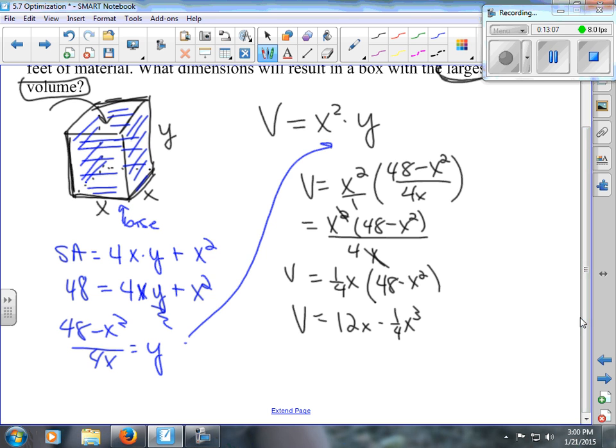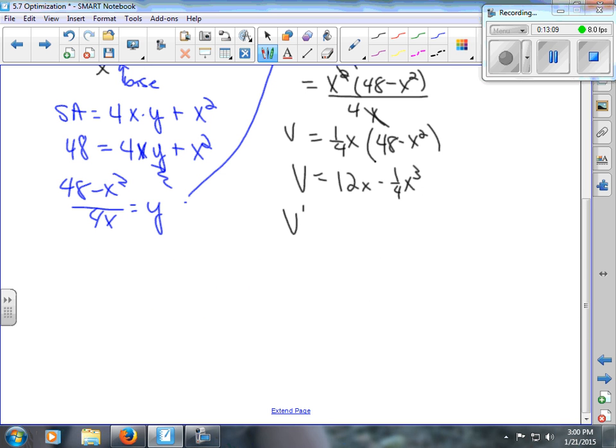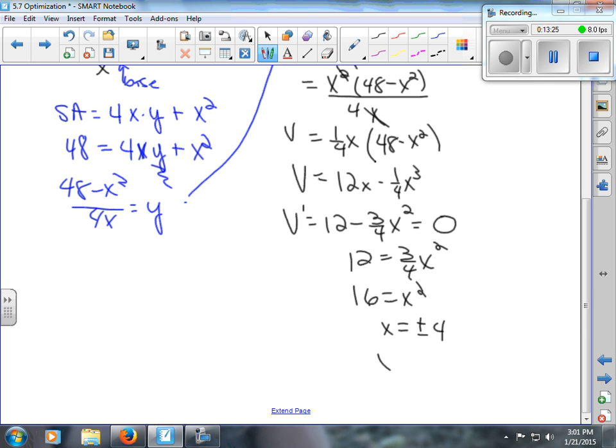And so let's take the derivative: 12 minus 3/4 x squared. We're going to set this equal to 0 and solve for x. So that's when 12 is 3/4 x squared, 16 is x squared. So x equals technically plus or minus 4, but let's be realistic.